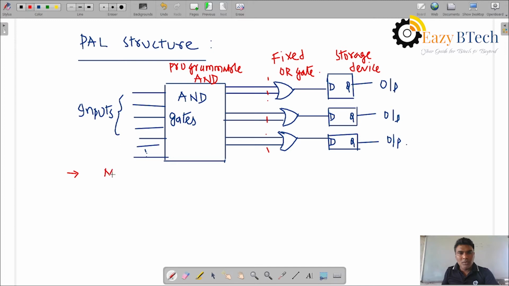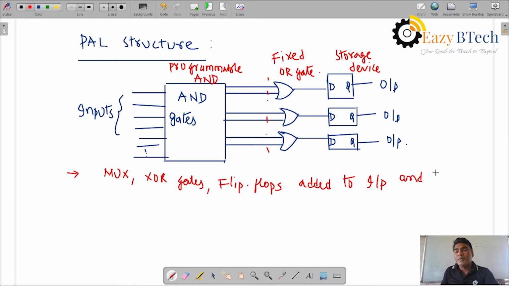Multiplexer, XOR gates, and flip flops. The flip flops are for storage purposes, added to the input and output. We can connect these gates at the input and output. So the multiplexer, XOR gates and flip flops are added to the input and output in this PAL structure.